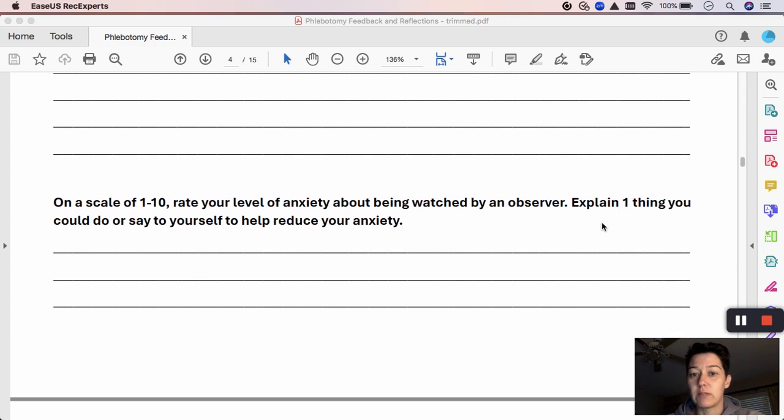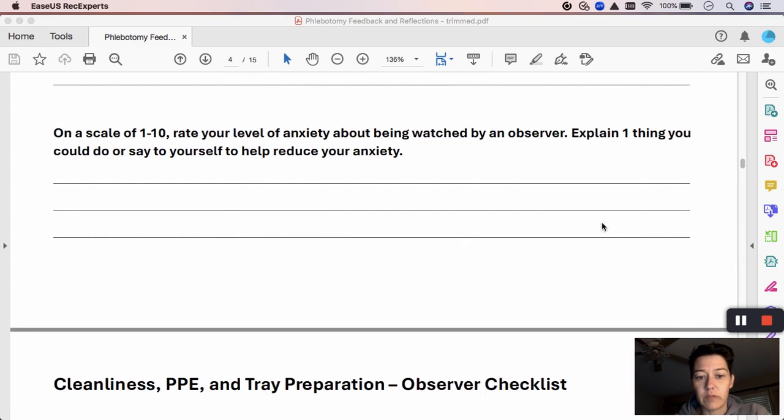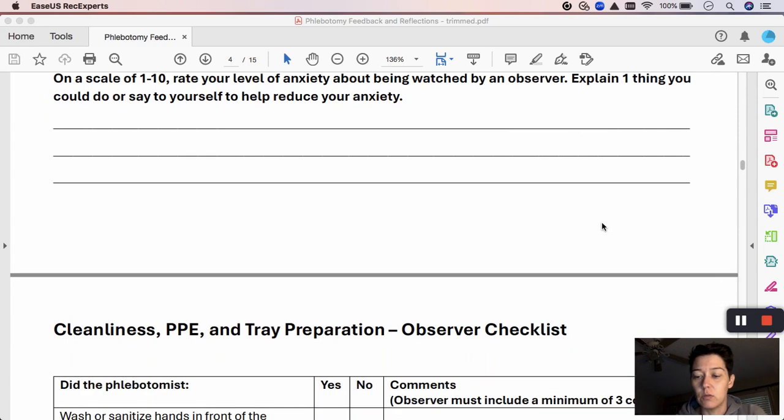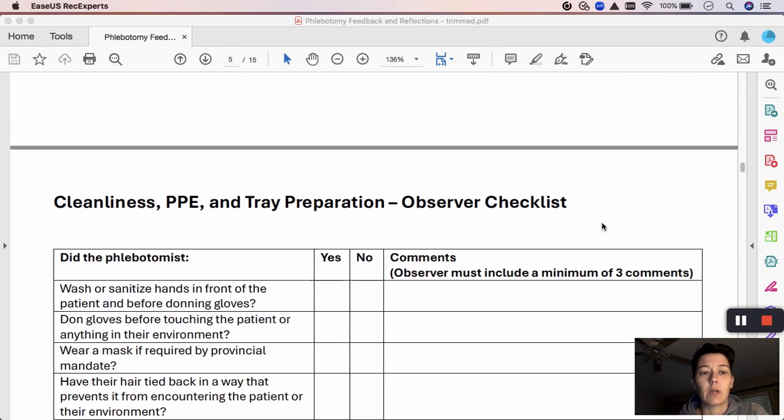And then there's just a question here about level of anxiety. Being watched is also something that our students find quite stressful. And then it asks them here to think about a thing that they could say or do to help reduce their anxiety. So that's about it. With reflection, you want to kind of focus on key areas and not make it too long and cumbersome. So that's what I'm trying to do here.